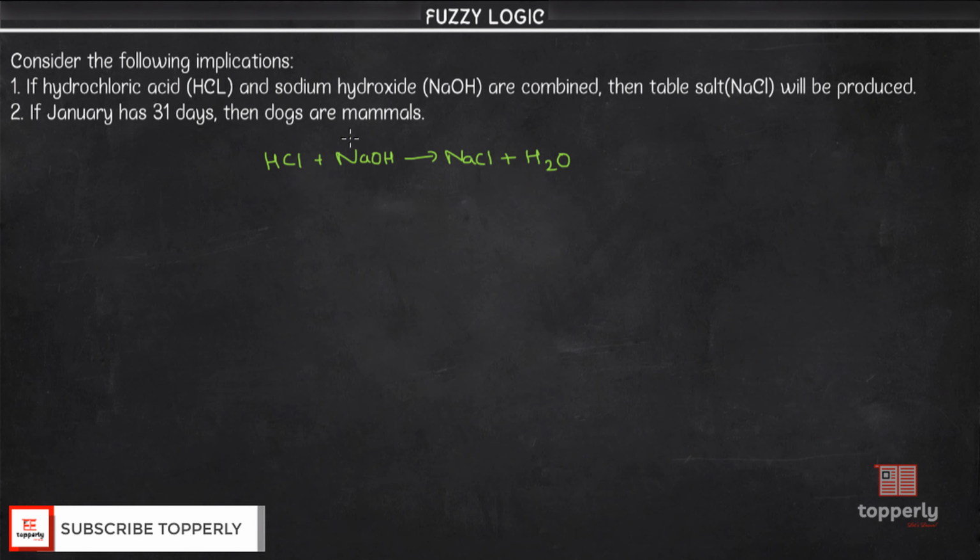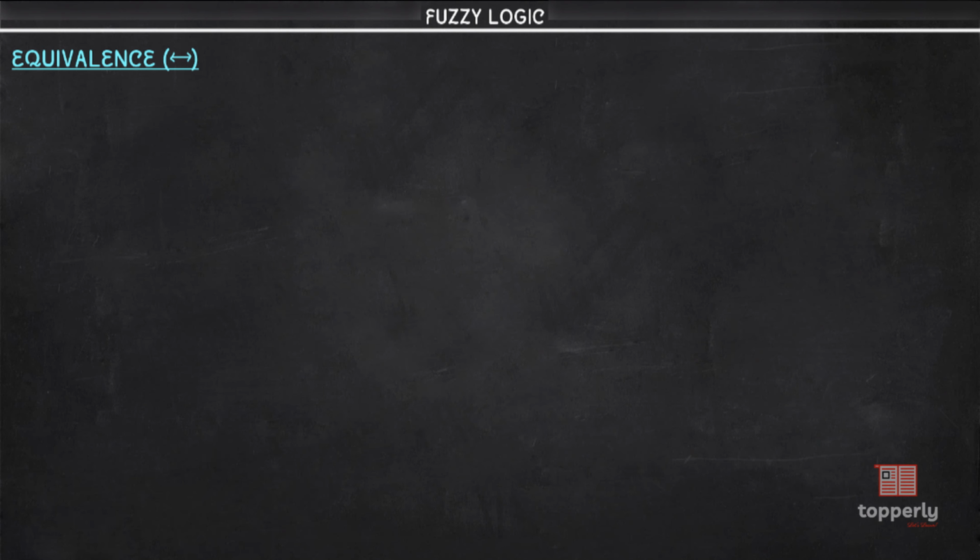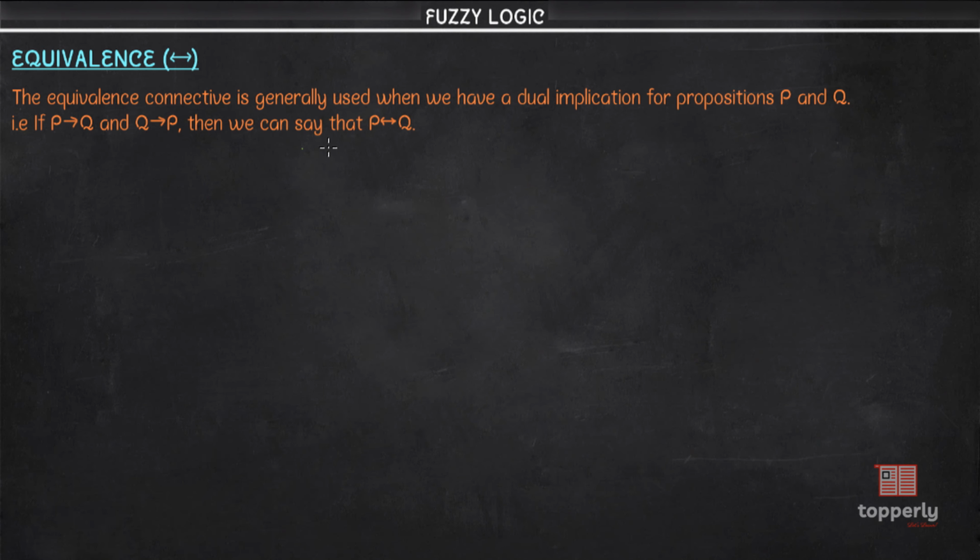Let's move on to the next connective, which is equivalence. The equivalence connective generally arises when we have dual implications for propositions P and Q. That is, if P implies Q and Q implies P, then we can say that P is equivalent to Q.